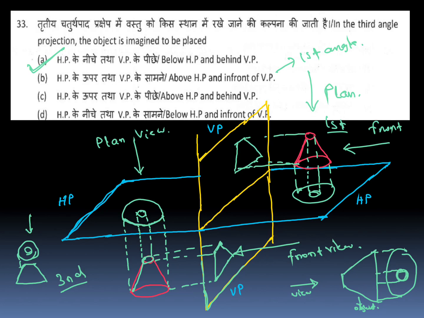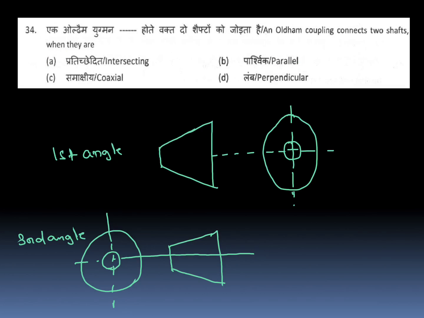These two are also important. Again I am repeating because this is very important. First angle projection symbol and third angle projection symbol. In first angle projection, it will come at the back side, and in third angle projection, it will come at the front of the object. So next question.